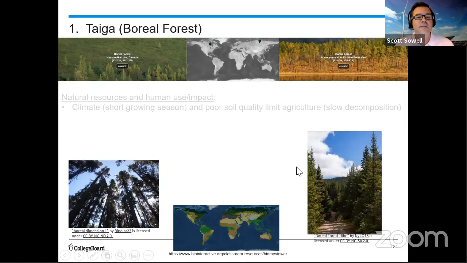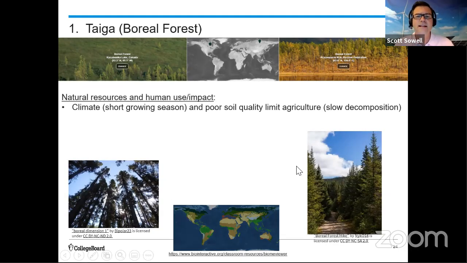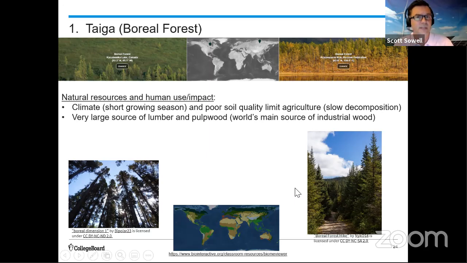In terms of human impacts, there's really not a big threat from agriculture because the soil quality is pretty low. It's really cold. It's got a short growing season. There's not a lot of decomposition going on in the soil, so you don't get that really rich A-horizon humus nutrient layer that we would get elsewhere. But what it does do is it grows big trees, very slowly though, and it's a great source of lumber and pulpwood, huge source for industrial wood.